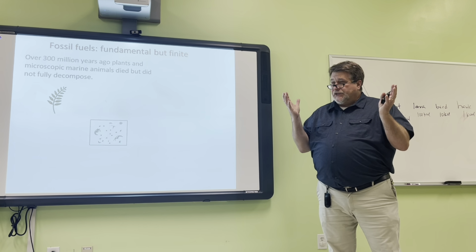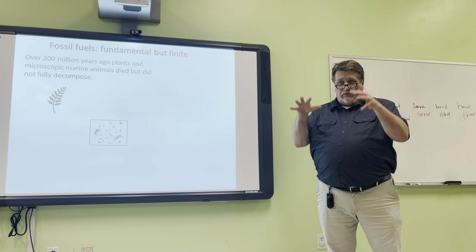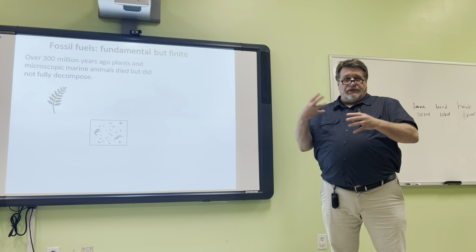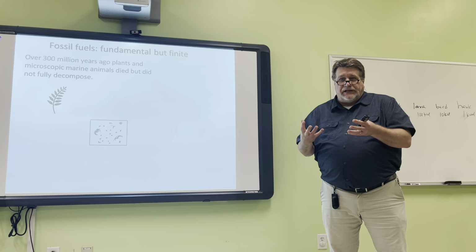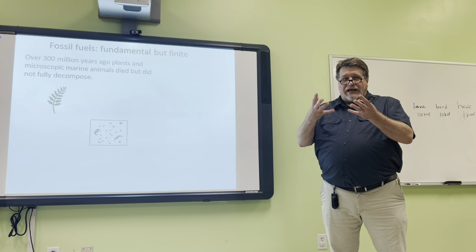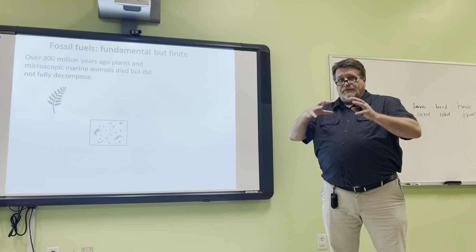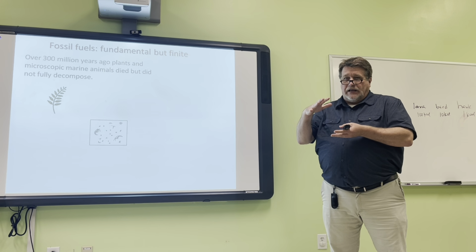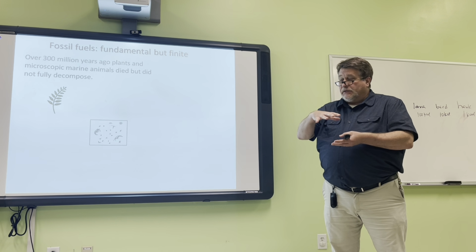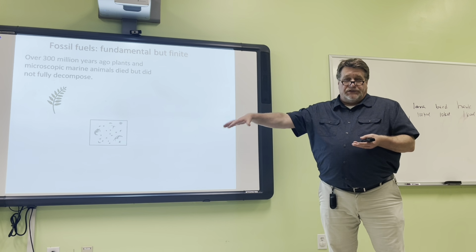And so these plants would fall into these swamps when they died, but because of the acidic nature of the bogs, they didn't completely decompose. So some of that mass got preserved and compacted over time into peat and then ultimately into the different grades of coal that we see.